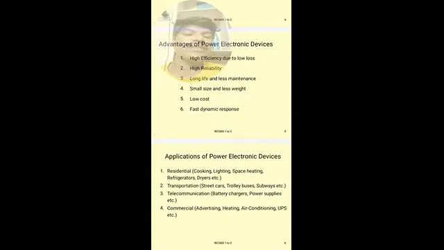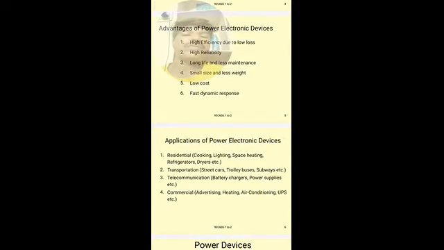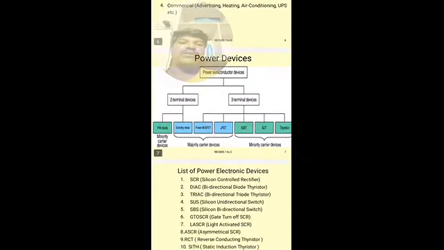Applications of power electronic devices. We may use these devices in domestic, that is residential, applications: cooking, microwave ovens and their control, cooking appliances, lighting, space heating, dryers and refrigerators. In transportation, they may be used in street cars, trolley buses and subways. In telecommunication, they are used in battery chargers, power supplies, etc. And in commercial applications, advertising, heating, air conditioning, and UPS, that is uninterrupted power supplies, etc.